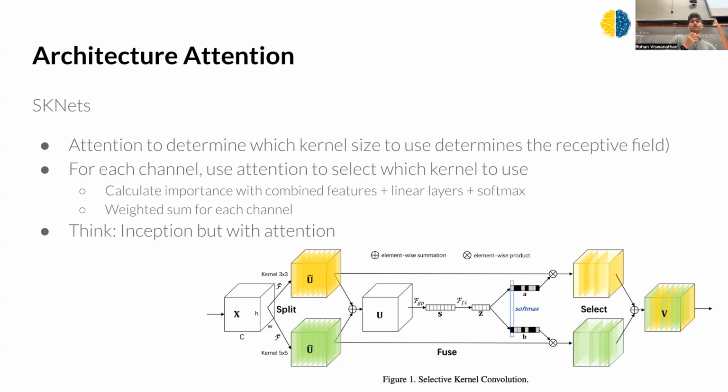We can calculate importance with combined features, linear layers, and our softmax, come up with a weighted sum for each channel. And based on that sum, we can weight which kernel size is most important. This allows our model to be a little bit more adaptive, right? We're able to select which kernels to use for each channel to potentially make it more effective in capturing information at different scales or patterns specific to each channel. We can see the model architecture below, how there's a split with two different size kernels of 3x3 and 5x5, and we can use attention to determine which ones are more important.